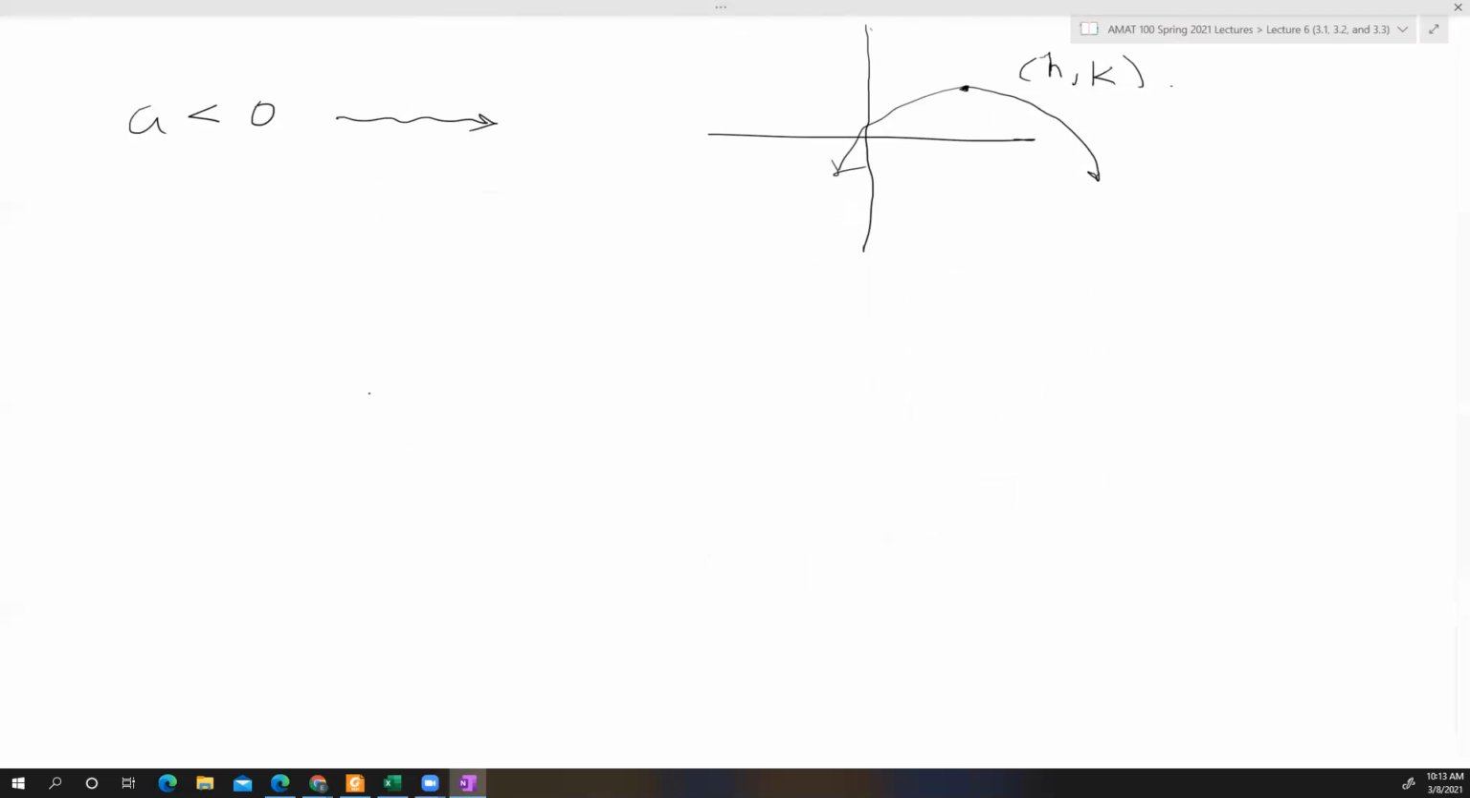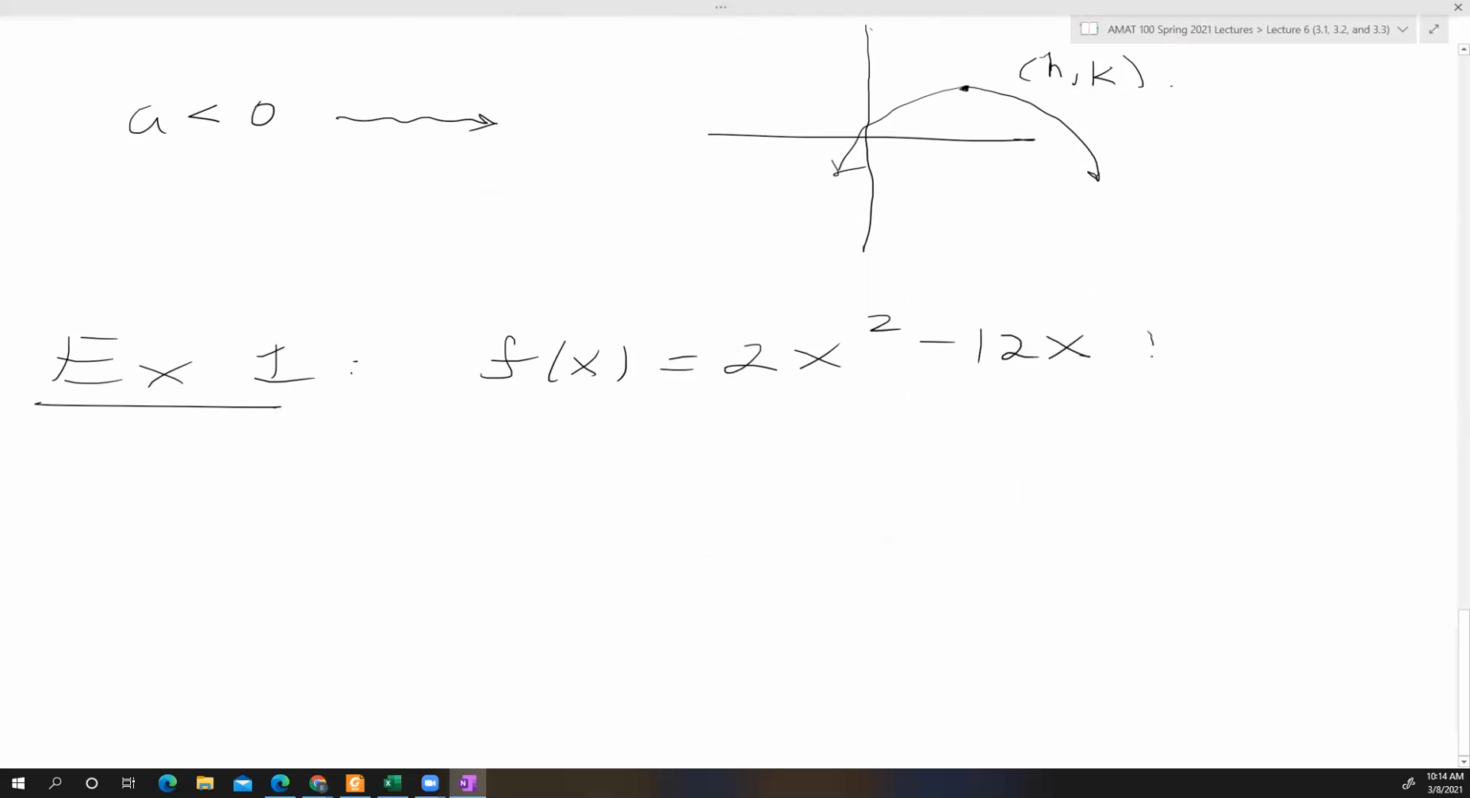So this is example 1, and from standard form we can deduce a lot actually. We're given the following function: 2x squared minus 12x plus 13, and we want to put this in standard form. So the first thing is to put this in standard form, then find the vertex, x and y intercepts, sketch it, and then state the domain and range.